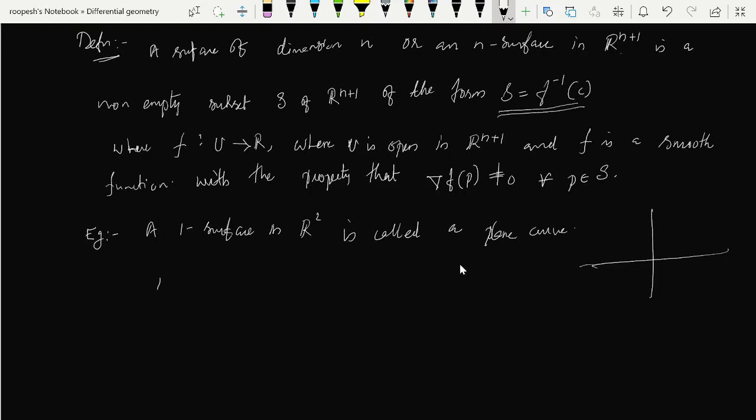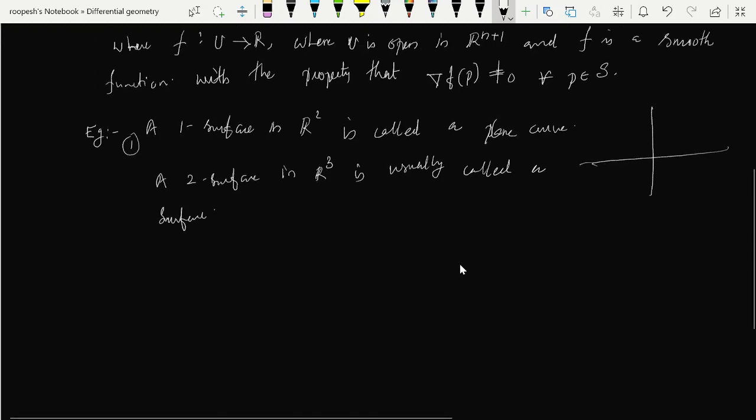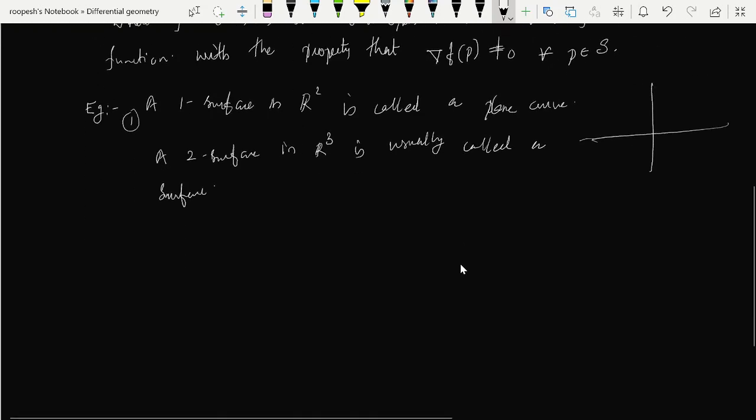If you are taking a two-surface in R^3, what should it be? It is usually called a surface. So for the first example, a one-surface in R^2 is a plane curve, and a two-surface in R^3 is usually called a surface itself.